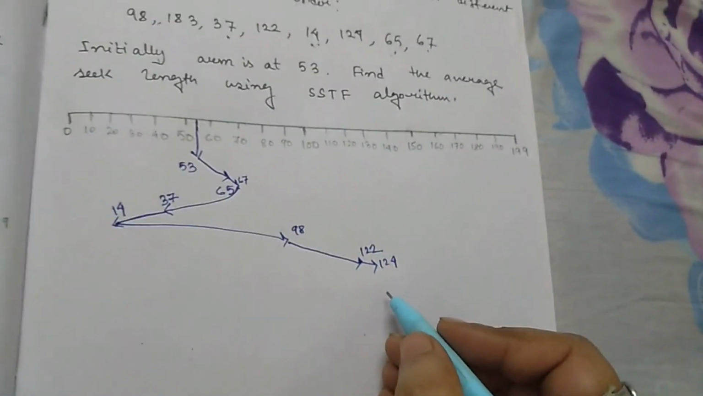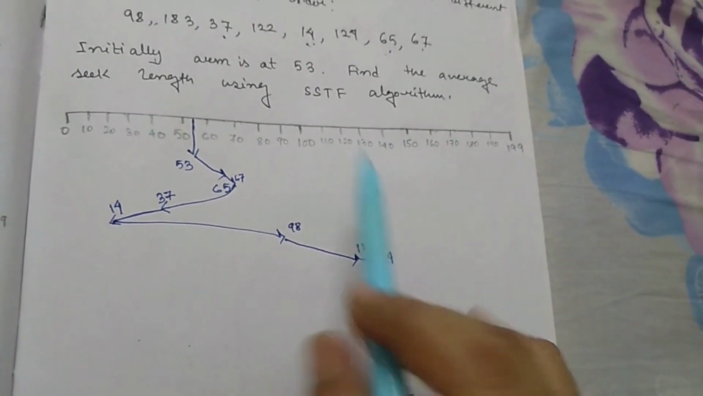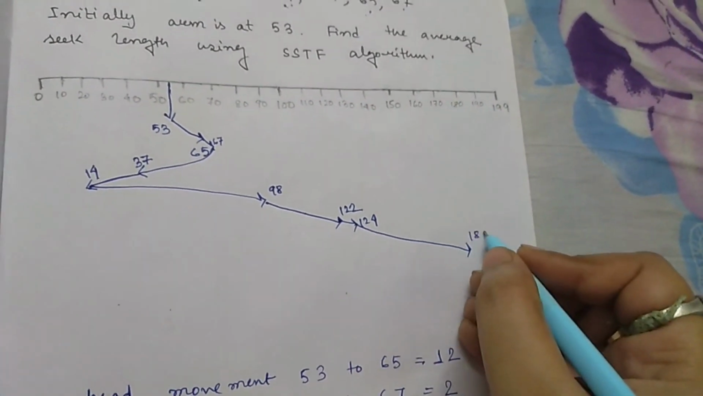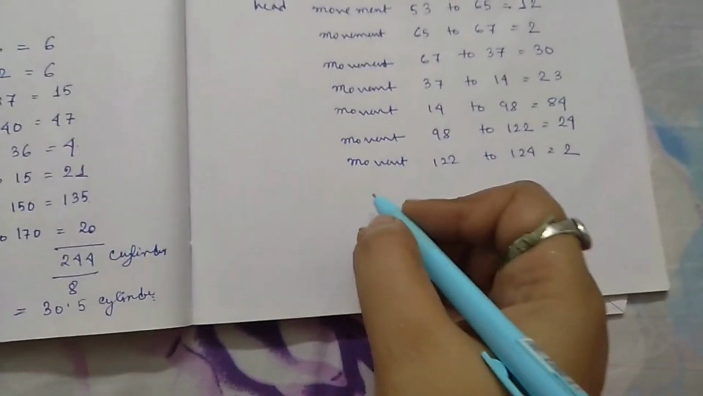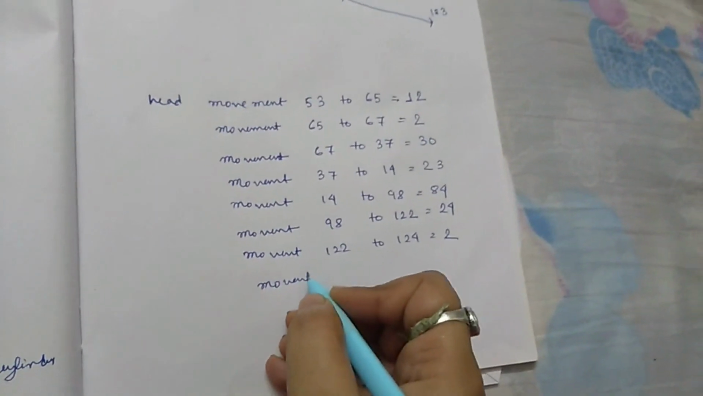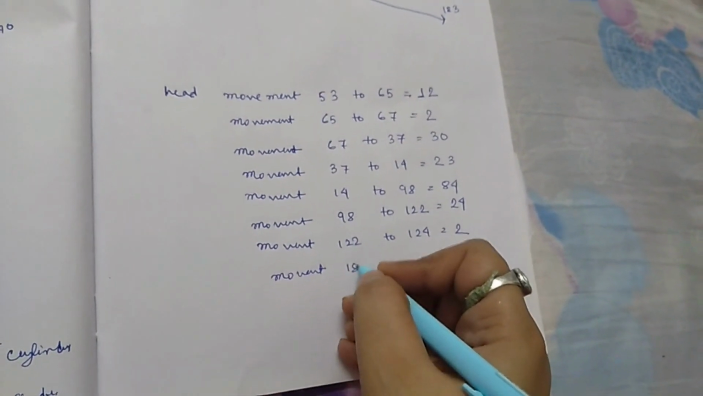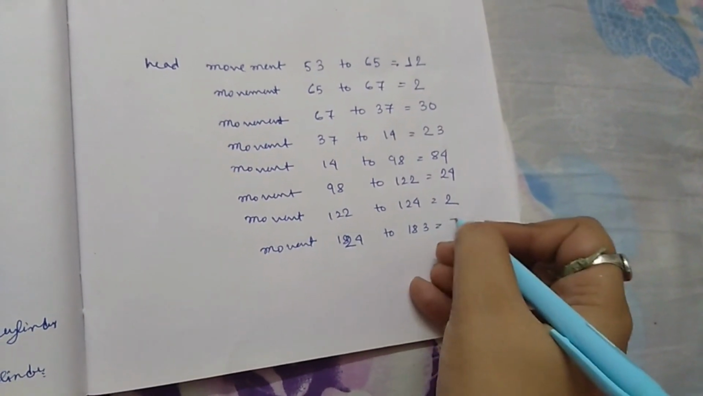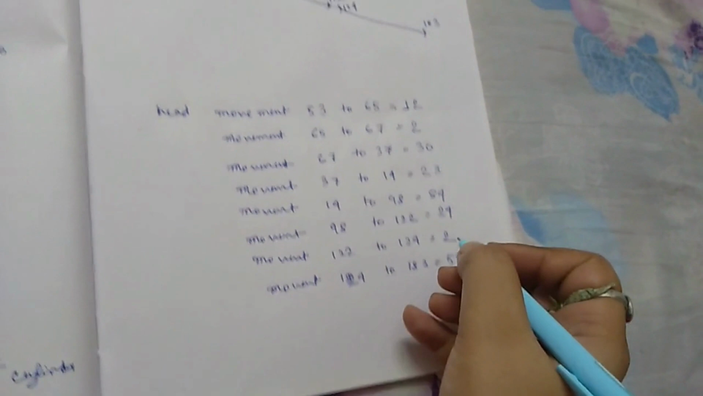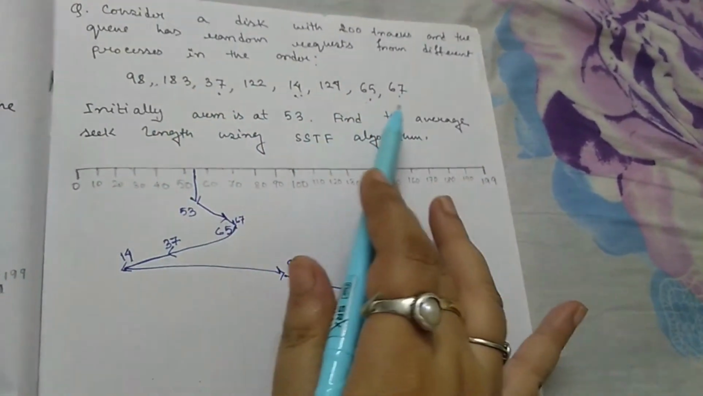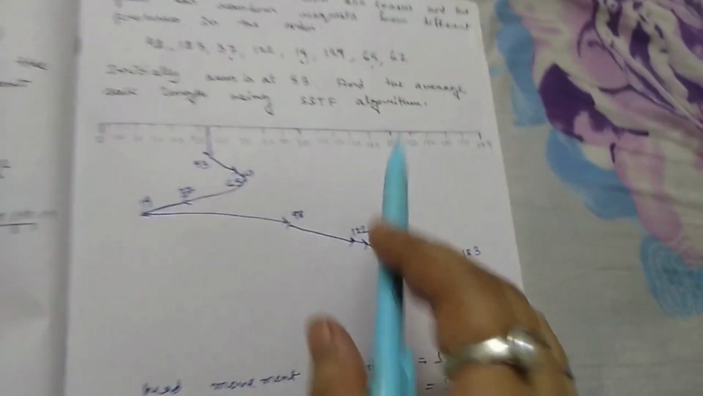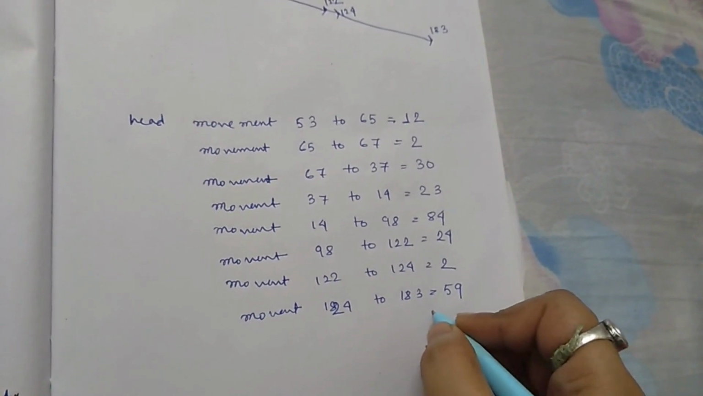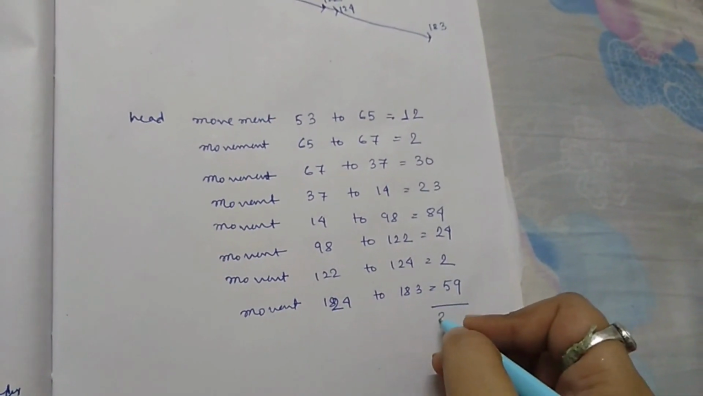The next nearest job to 124 is 183. So we draw 183 and calculate the movement, 124 to 183, and the gap is 59. Here we see that all the jobs are processed, there is no remaining job. Then we calculate the total number of movements. The total head movement is 236.